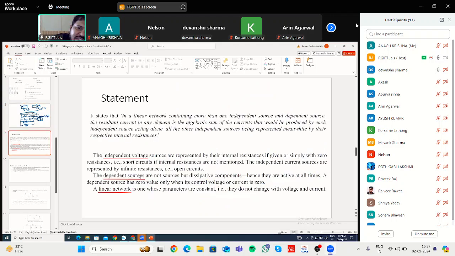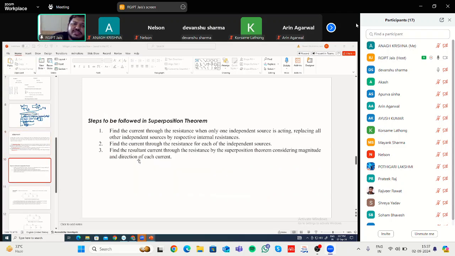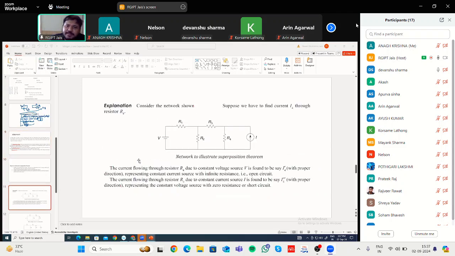That is what is written here. In a linear network containing more than one independent source and dependent sources, the resultant current in any element is the algebraic sum of the currents that would be produced by each independent source acting alone, all other independent sources being replaced meanwhile by their respective internal resistances. Let us see this from a simple example.